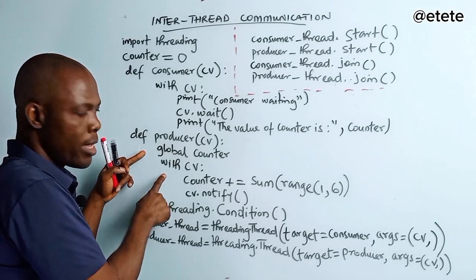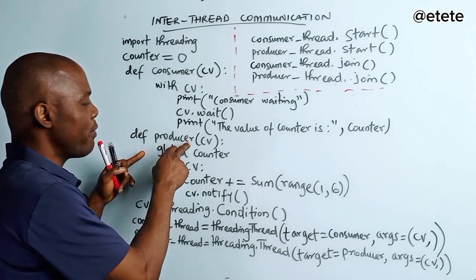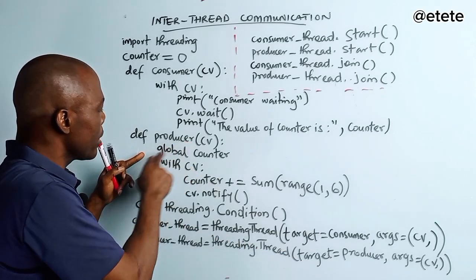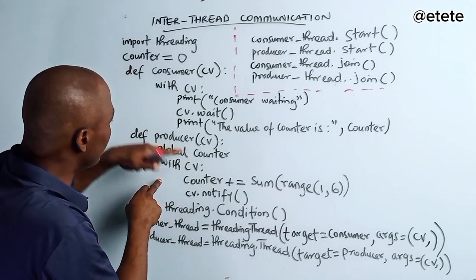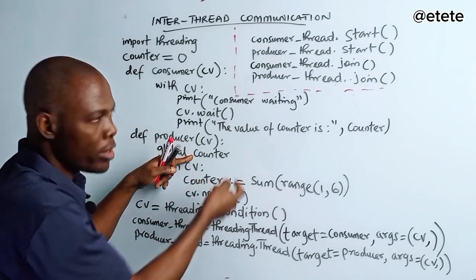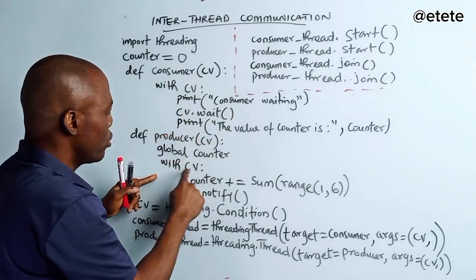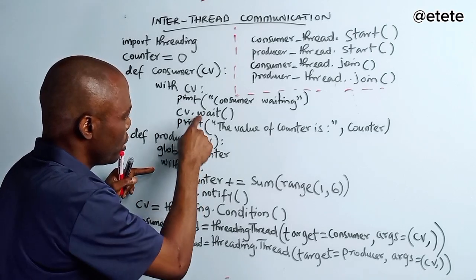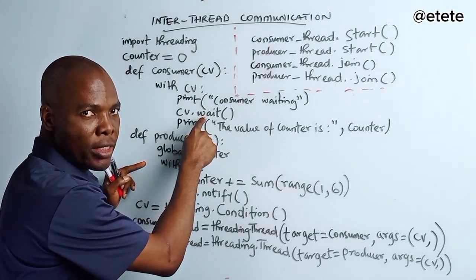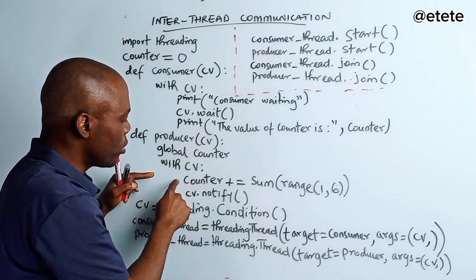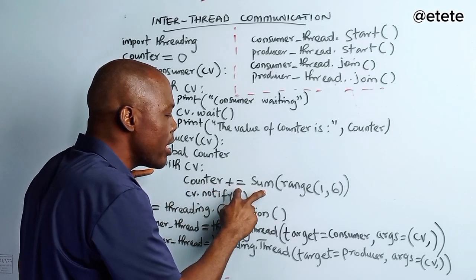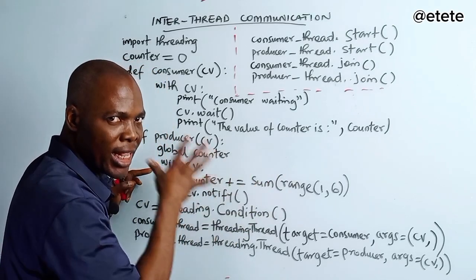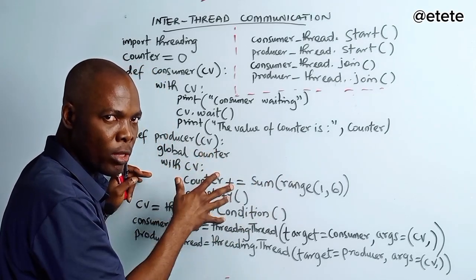Then this producer, which is the producer thread, will have also started concurrently. This one, bringing in this global variable, is an indication that I want it to change the value. So it will obtain the lock, because once this guy goes into wait, it has released the lock. This one obtained the lock. Now, while it holds the lock, nobody else can access that part of the code.